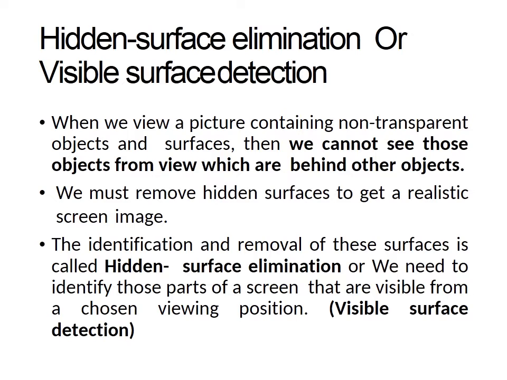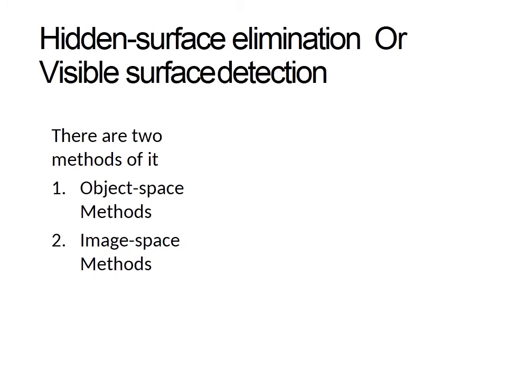Then only we view a picture containing non-transparent objects. Hidden surface elimination or visible surface detection. Why detection? Because the objects or positions which are behind the scene are situated before the surface, which cannot be hidden.